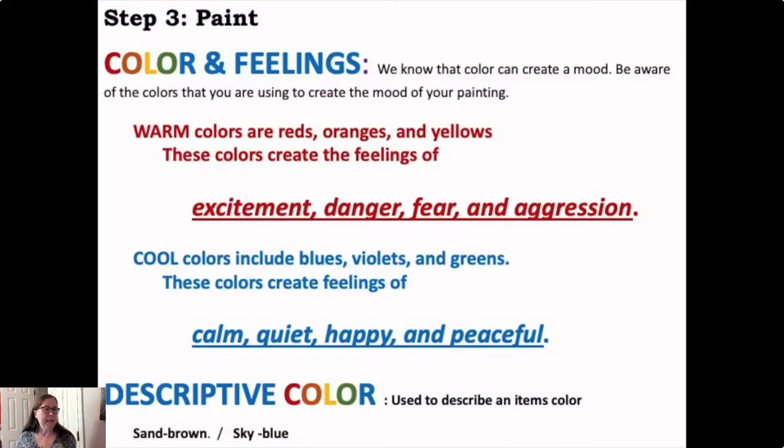Step 3, paint. Colors can represent both feelings and objects. So when you are trying to set a mood, think of what the colors will represent. Warm colors, which are reds, oranges, and yellows, bring about feelings of excitement, danger, fear, and aggression. Cool colors, blues, violets, and greens, give the feeling of calm, quiet, happy, or peaceful. If it's descriptive of sand, then you might actually choose the color of sand and not the feeling of what you want that sand to represent.